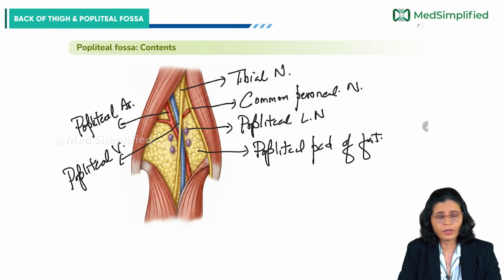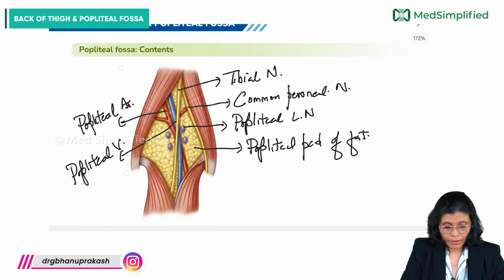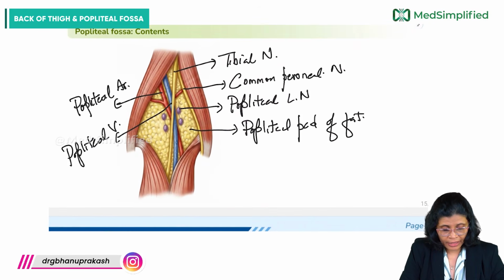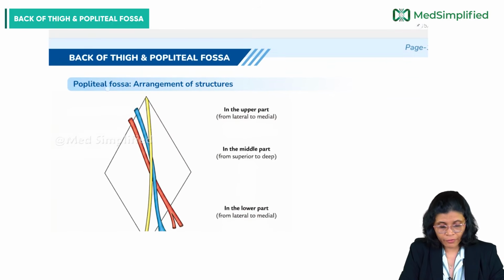In addition to that, also the roof contents, which we saw, the three cutaneous nerves and the short saphenous vein, are also considered. So the arrangement of these structures, especially the three main, the popliteal artery, popliteal vein and tibial nerve, is important in the popliteal fossa.